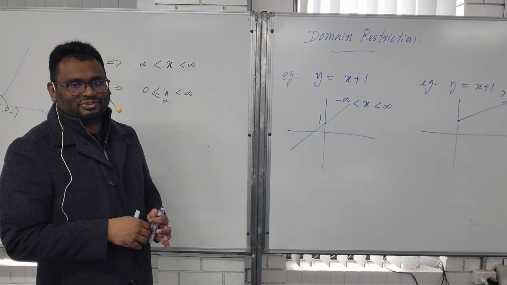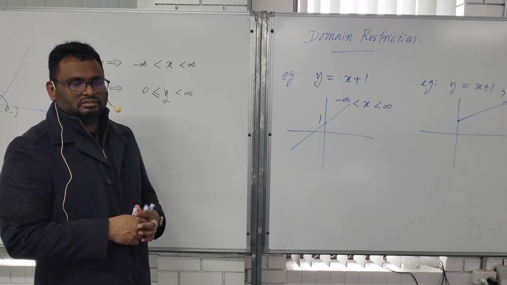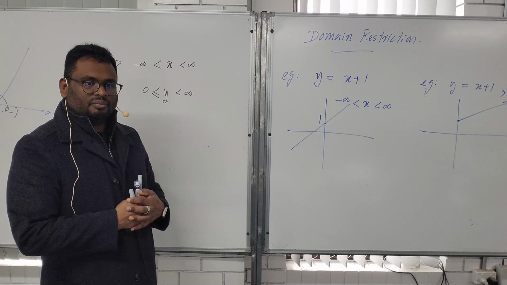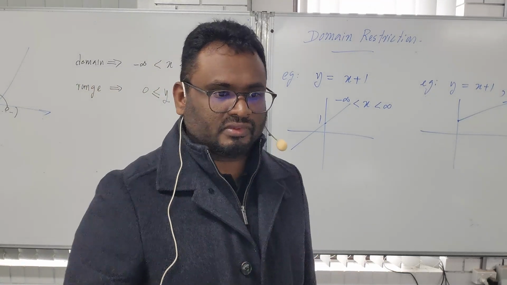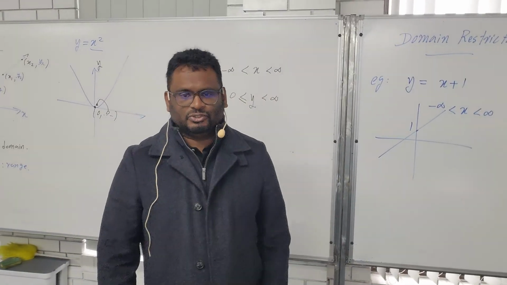Starting from x is equal to 0, right? What about the other side? Right. So it is not there. The other side is not there. We restrict the domain. Is it clear to you? So domain restricted, right?